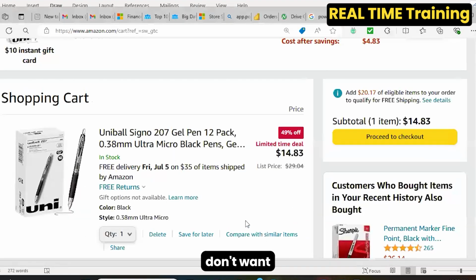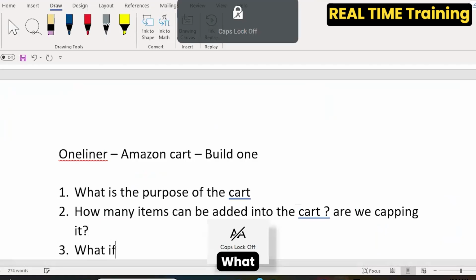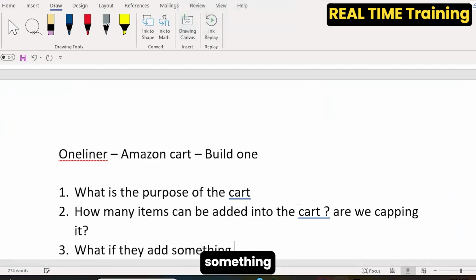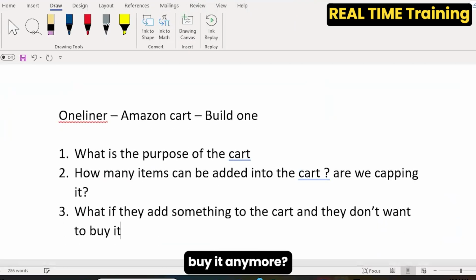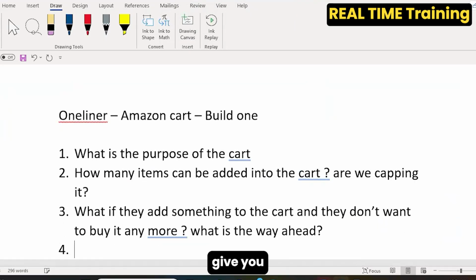And one more thing can be there. If the customer doesn't want to buy the product at that time, can they move it to the wish list? Do you want them to move to the wish list so that they can buy it next time? What if they add something to the cart and they don't want to buy it anymore? What is the way ahead? Okay, then they'll give you the answers.